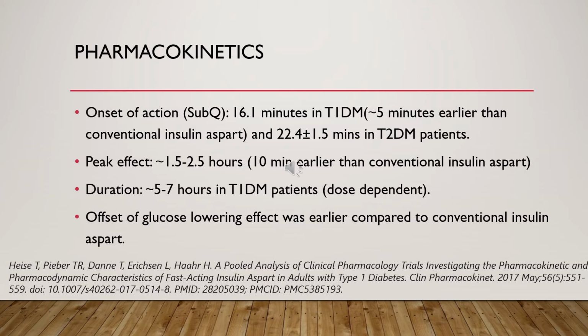The pharmacokinetics of FIASP. FIASP is faster acting, so the onset of action is 16.1 minutes in type 1 diabetes patients, which is approximately 5 minutes earlier than the conventional aspart, and it's 22.4 minutes in type 2 diabetes patients. The peak effect is 1.5 to 2.5 hours, which is 10 minutes earlier than the conventional insulin aspart. The duration of action is 5 to 7 hours, which is dose dependent, and offset of glucose lowering effect was earlier compared to conventional insulin. So that addresses the delayed elimination problem with the currently available faster insulins.